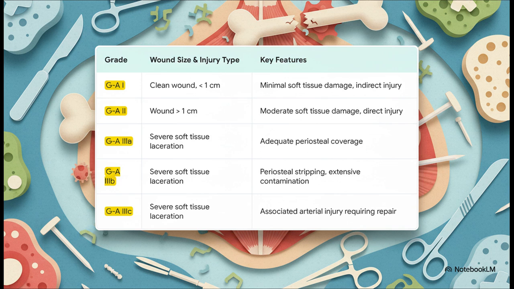But the real jump, the big one, happens when you hit grade 3. This means severe soft tissue damage. And the subtypes here are crucial. 3A means you still have adequate periosteal coverage on the bone. 3B is a whole other level. We're talking periosteal stripping and massive contamination. And finally, 3C, well, that's defined by an arterial injury that needs repair no matter what the soft tissue looks like. That's a limb-threatening injury.